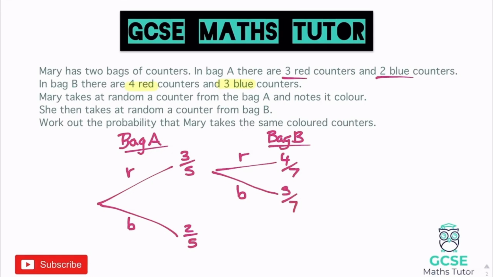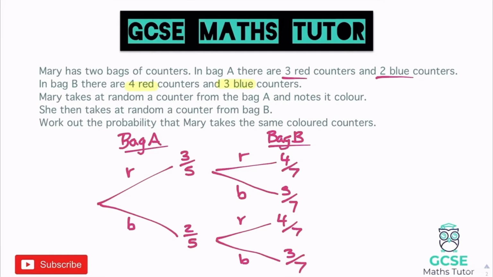Of course, we could have taken out a blue to start with, so we could be on this part of the journey, and again, there would be a red or a blue, but nothing's going to change down there. It doesn't matter whether we take a red or a blue out. Red and blue are going to stay the same, so it's still going to be 4 out of 7 and 3 out of 7. And there we go, that's our tree constructed.